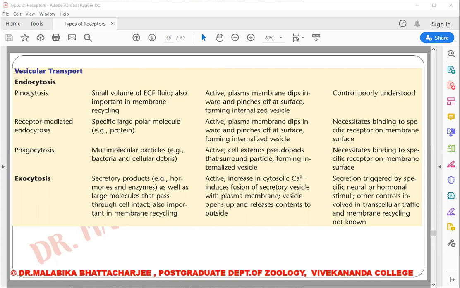So you can see the heading, this is vesicular transport. As I am again repeating, this is not a part of my syllabus, but I think vesicular transport you will be studying in the cell biology part. So I'm just giving you a glimpse of that. So what happens in vesicular transport?